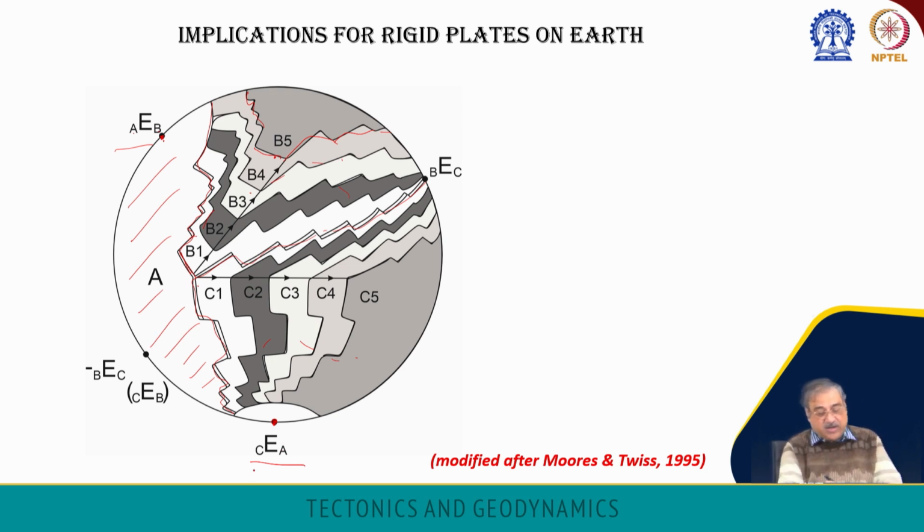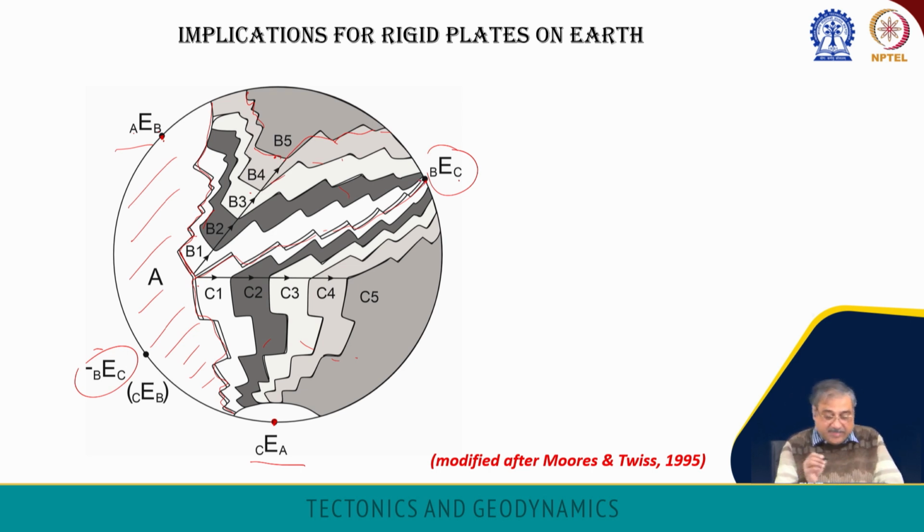Now, at the initial instant of time, let us assume that this position is the Euler pole location between plates C and B. So, it's the instantaneous Euler pole of rotation that we see here, and its counterpart on the opposite side is here. So, this would be the Euler pole of rotation. This is what we actually see for B with respect to C.